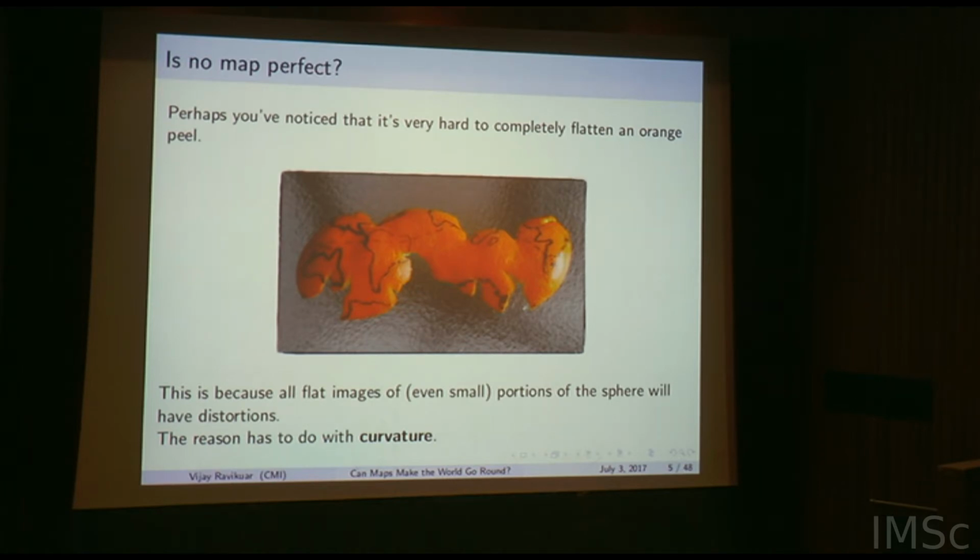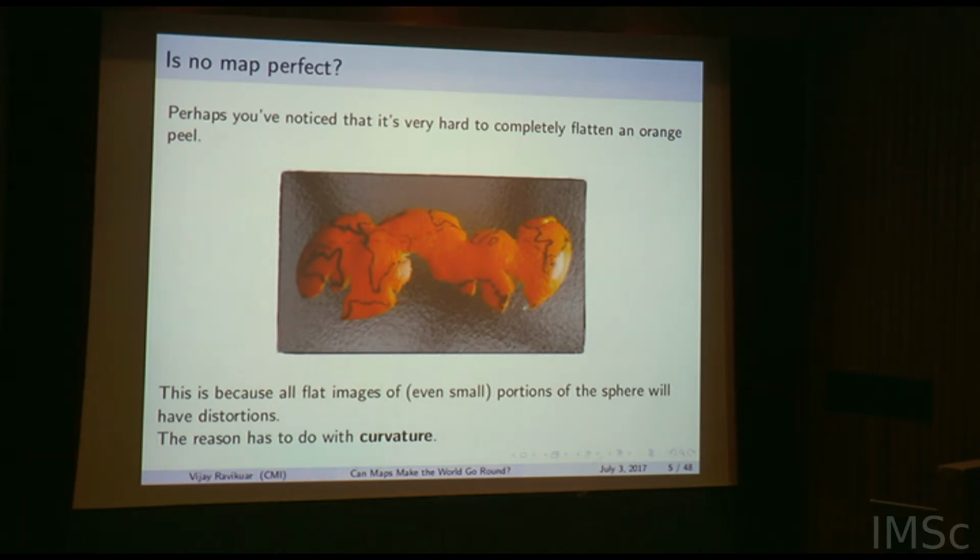The mathematical fact behind this is very similar to what you just said, which is that even a small portion of the sphere, forget the whole sphere, even a small portion of it, there is no way to project or give a flat image of even the smallest portion. You're going to cause a lot of distortions when you do that. And the reason is curvature. The sphere and the plane have different curvatures.